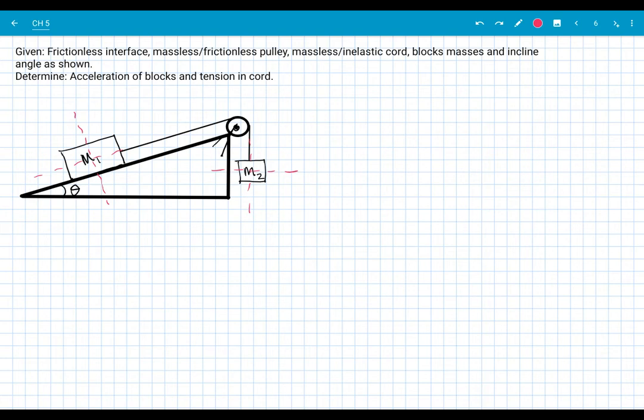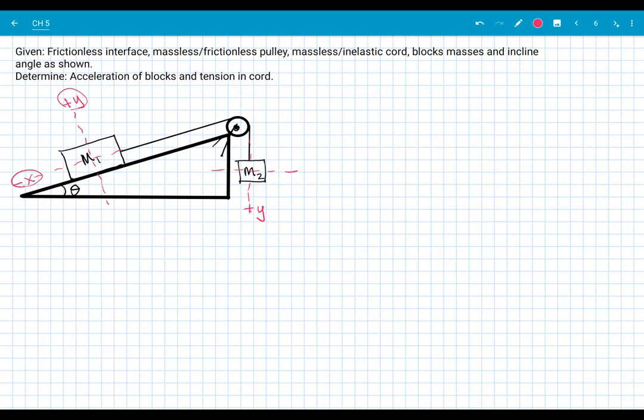So for M1, I'll say my positive y is upward here, and positive x is to the right. I don't really have room to write that in with that string there, so I'm just going to say negative x is to the left here. So you can kind of see those directions. Positive x is to the right. For my mass M2, I want to be consistent here. So if mass M1 accelerates to the right, then mass M2 is going to be accelerating downward. So I'm going to choose positive y to be downward for M2. Okay.